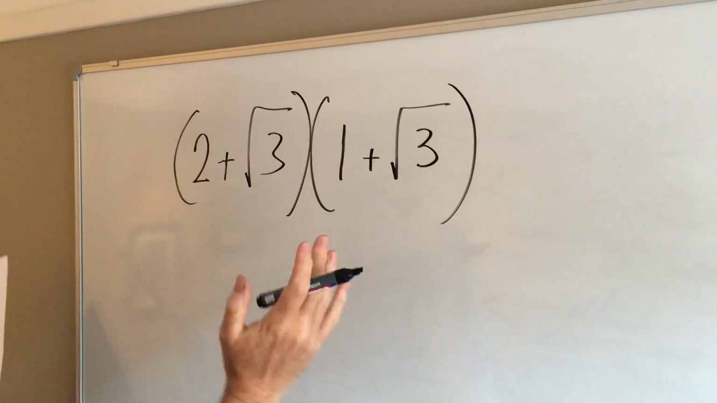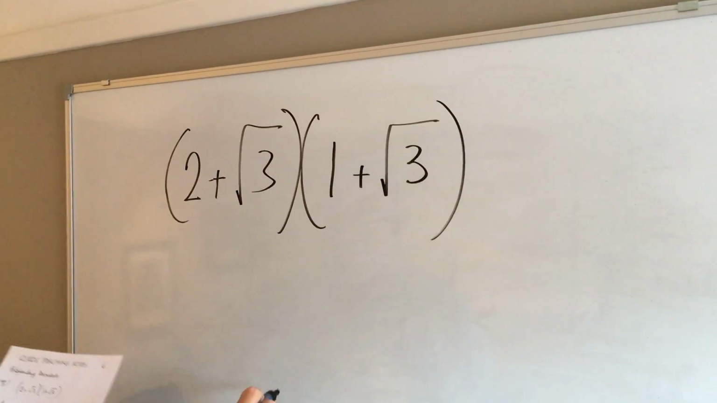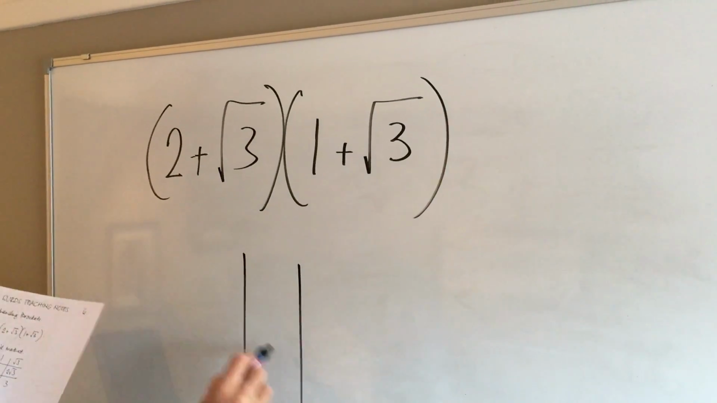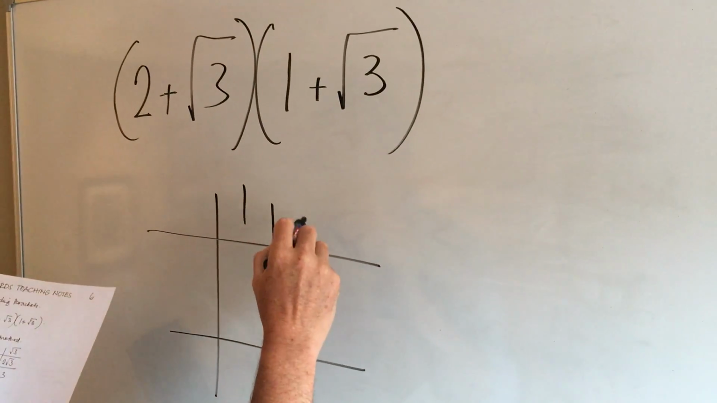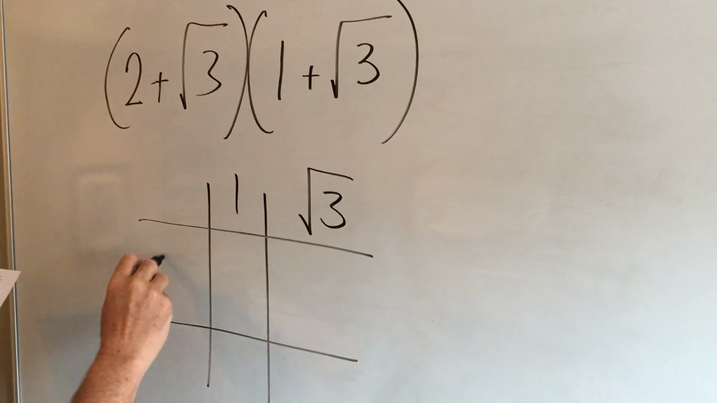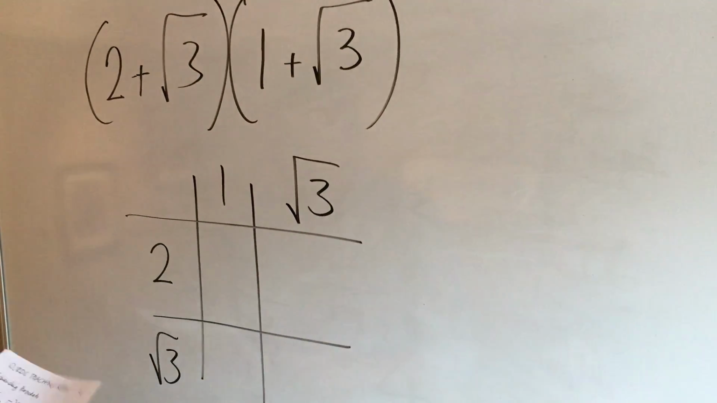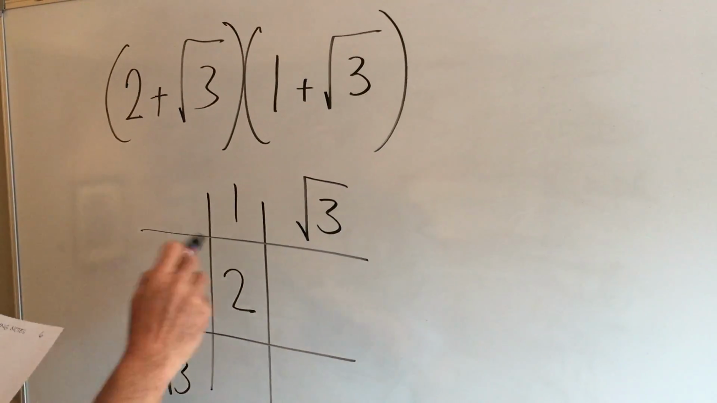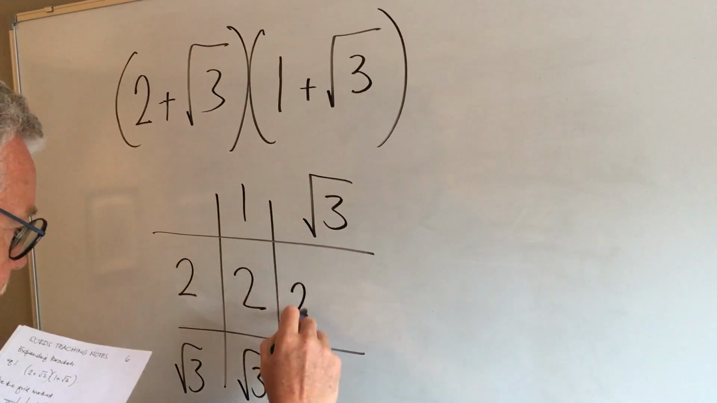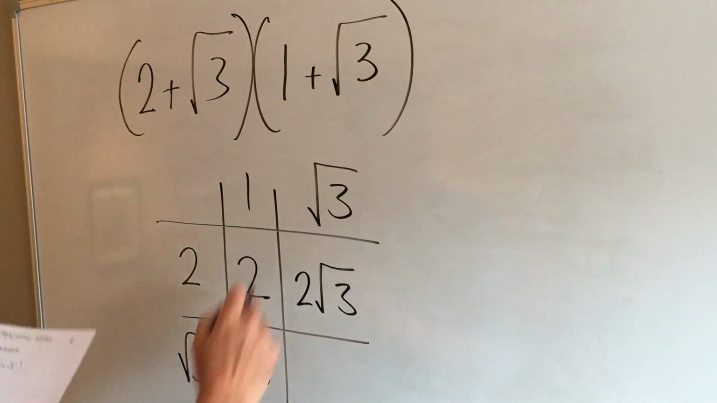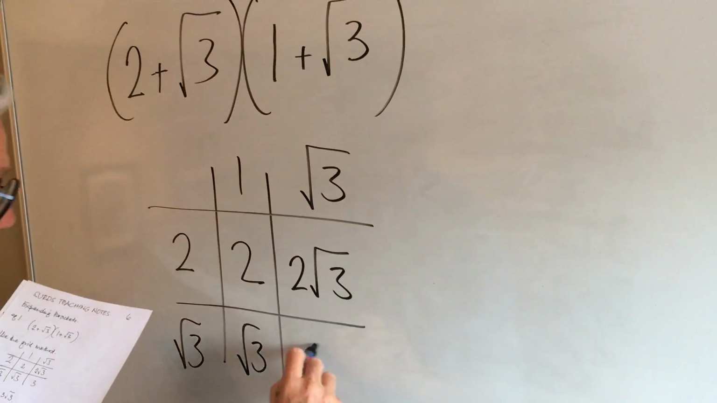Now, my preferred approach when we have multiplication of brackets, this is where I think the grid method can really come into its own. So that's what I'm going to use, and I put my component parts and we've got 2 and root 3. So now we simply multiply it out. So 2 times 1 is 2, 1 times root 3 is root 3, 2 times root 3 is 2 root 3, and root 3 times root 3, well, we know what happens when we multiply two roots which are the same, and the answer is 3.